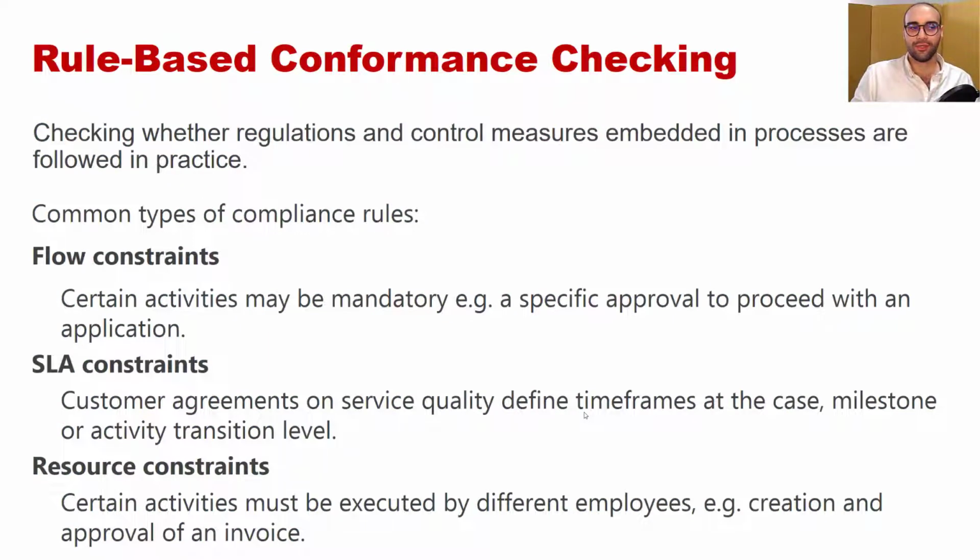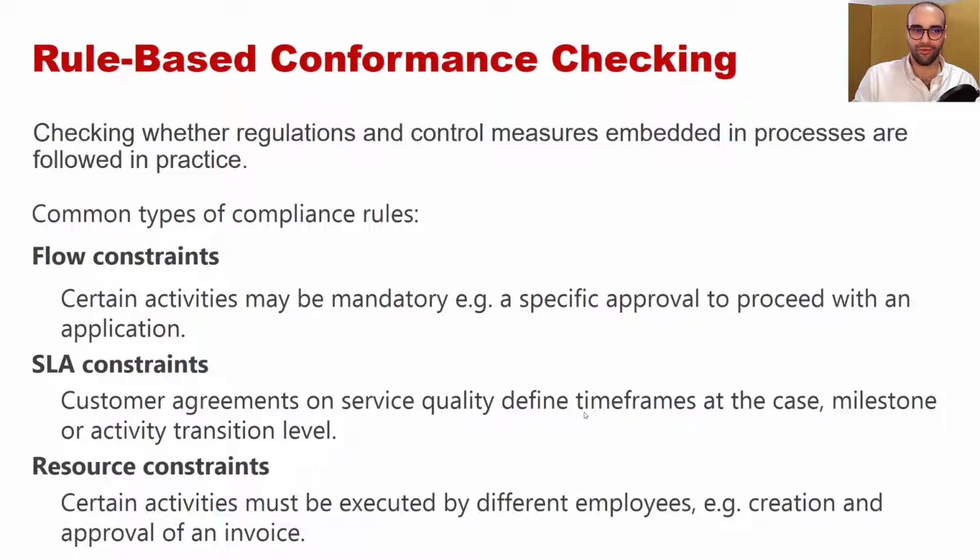Rule-based conformance checking can be divided into 3 types of constraints. The first one is flow constraint, where you decide which kind of activities follows which other activities. For example, we will see later that we need to make sure that activities like repair simple or complex inside the repair example event log should be followed by a test activity.